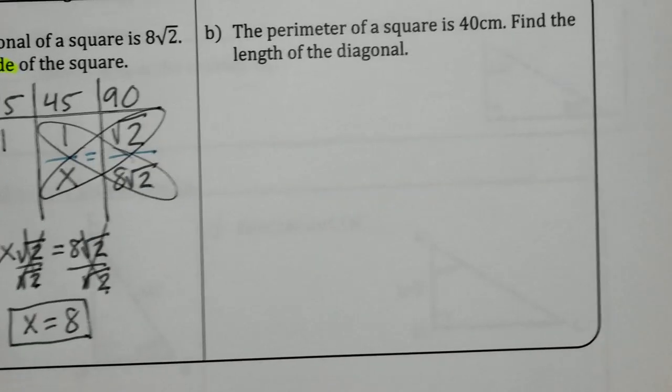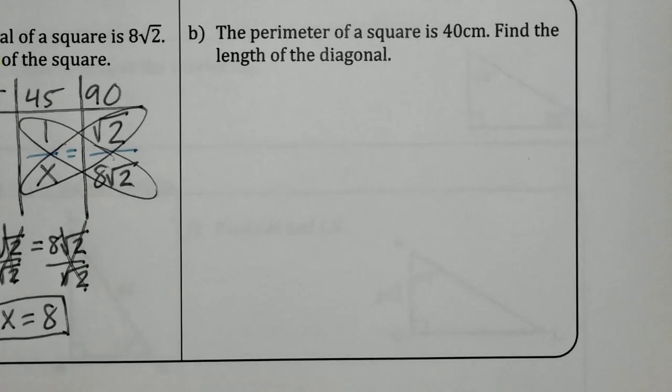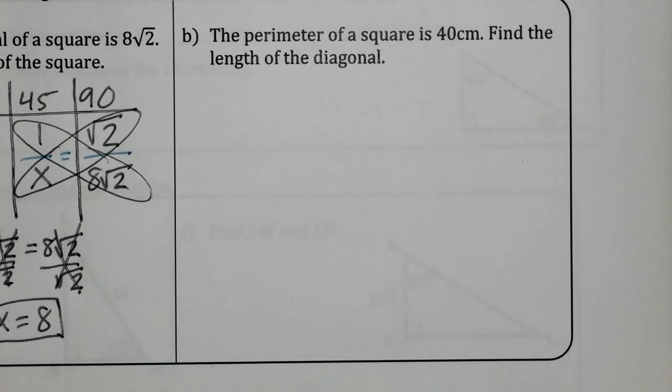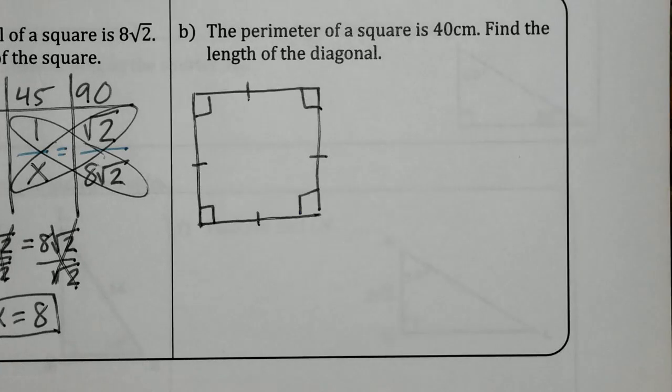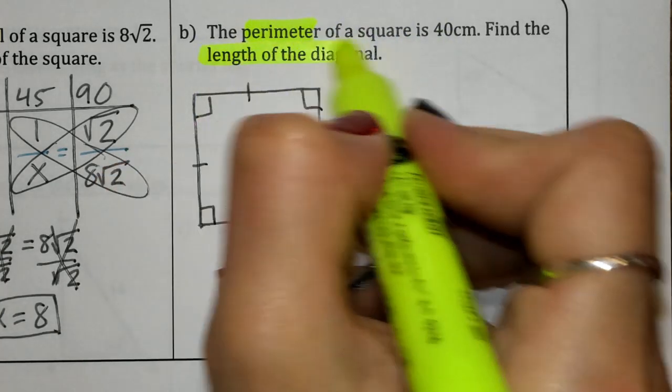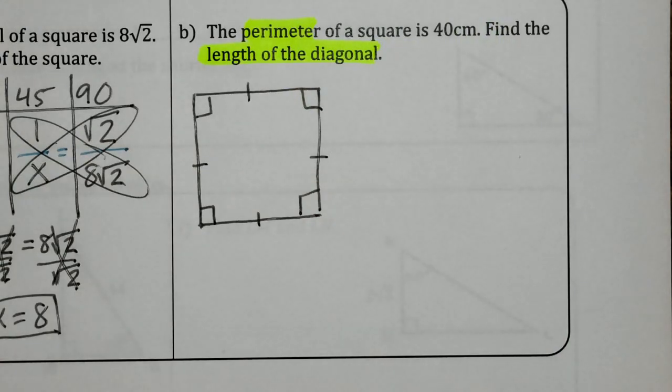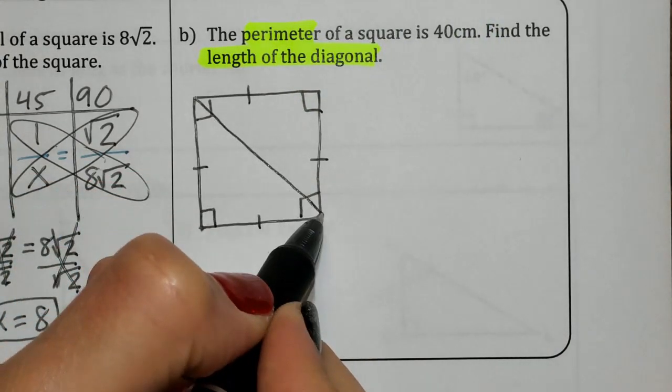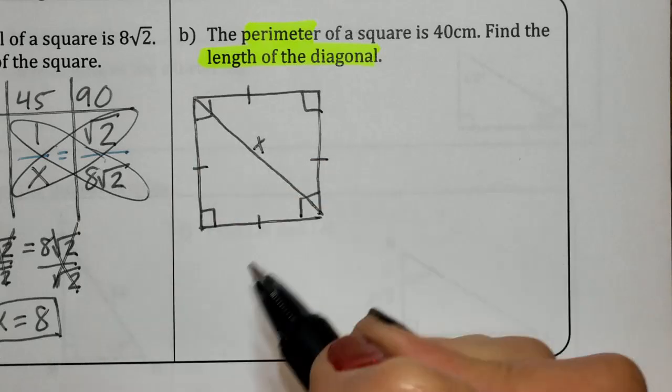All right, last problem for 45, 45, 90. The perimeter of a square. Let's go ahead and draw on a square real quick. Just like before, I made sure to put my 90 degrees and my congruent sides. The perimeter of the square is 40 centimeters. We're going to find the length of the diagonal. First of all, we need to see perimeter is 40. We are finding the length of the diagonal. Let's go ahead and draw on our diagonal. With that diagonal, that's going to be our x.